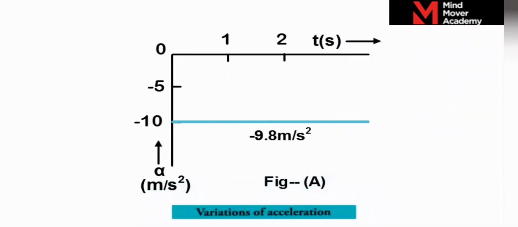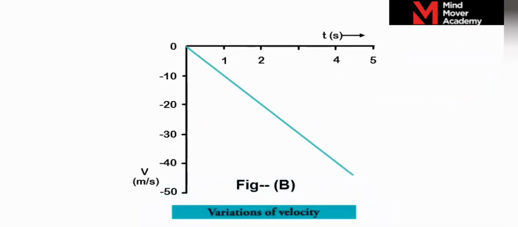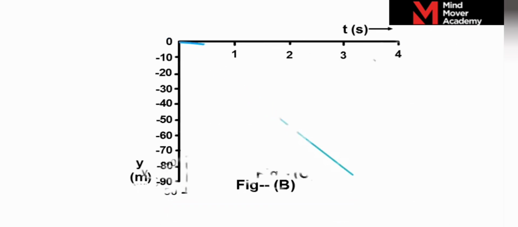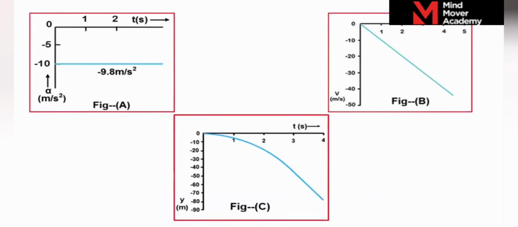The relations of acceleration, velocity, and distance with time have been plotted in figure a, b, and c.